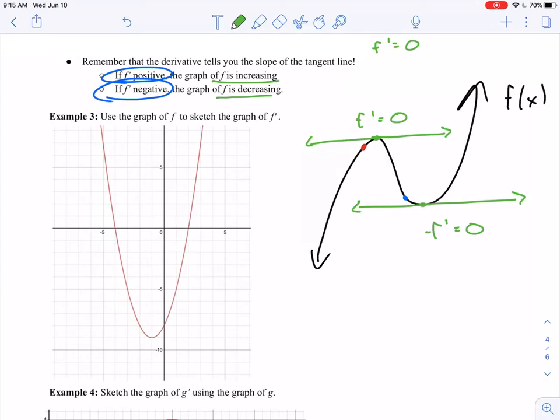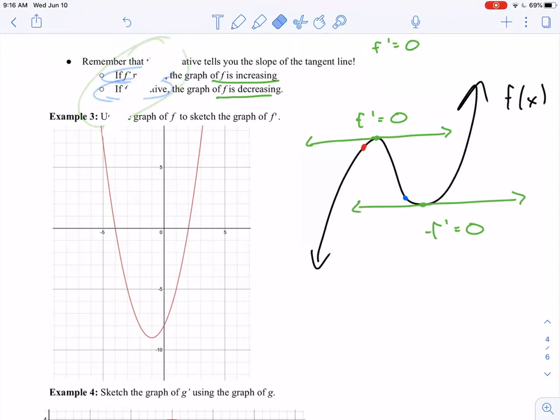These points are going to be tremendously important for us later on, and actually for us right now, because these are places where our function might transition from increasing to decreasing, and if we transition from increasing to decreasing, then the derivative is going to transition from being positive to negative.